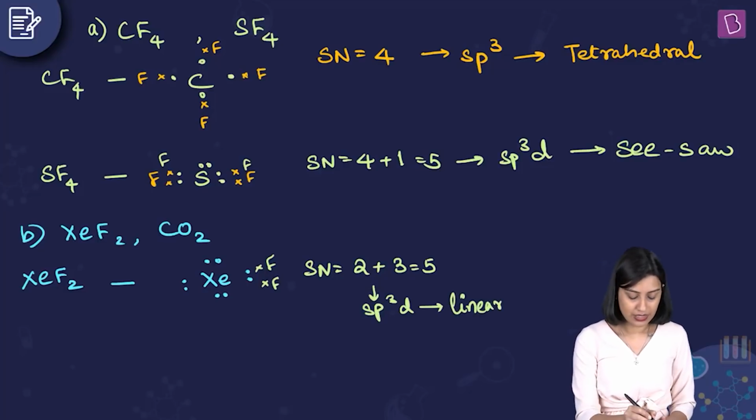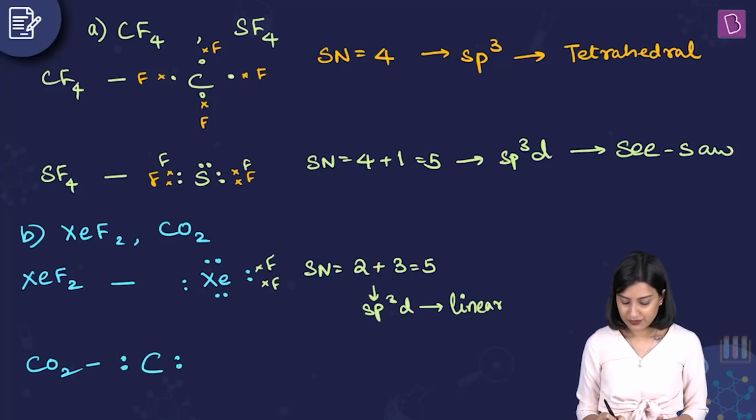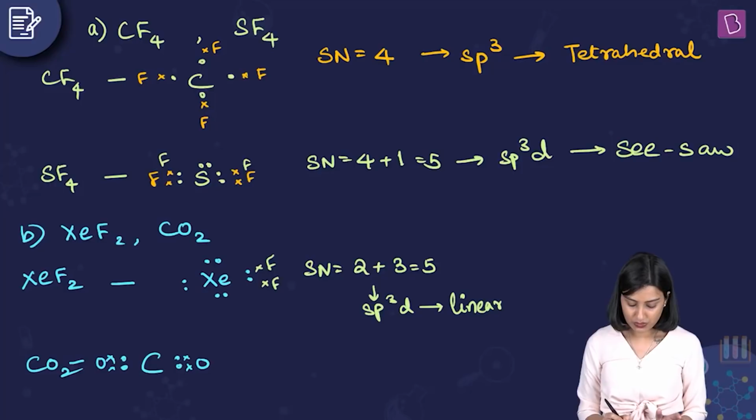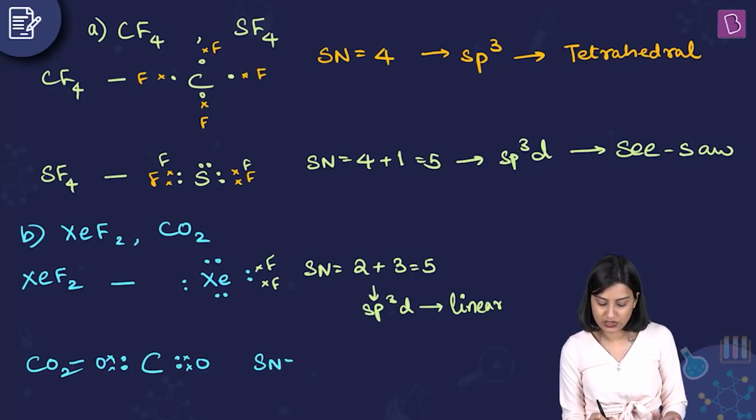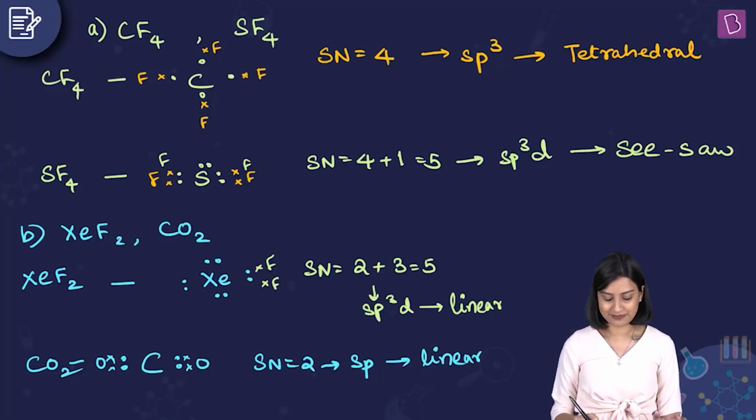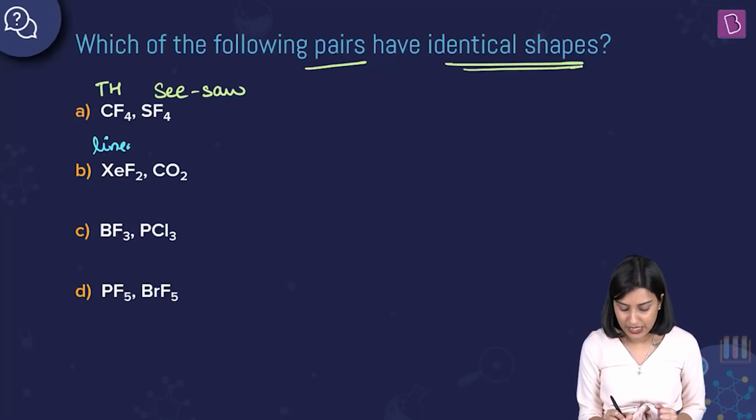Now come down to carbon dioxide. In the case of carbon dioxide, carbon is the central atom which has 4 electrons available for bonding. It forms a double bond with oxygen like this and like this. Both oxygens form double bonds with the carbon, because of which the steric number is going to be 2. This is going to be sp hybridized, and due to sp hybridization it is going to be linear in shape. So great, we found the pair that's actually going to be the answer to this question, but we are going to solve for the rest of it.